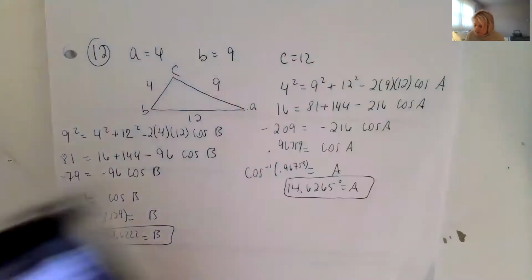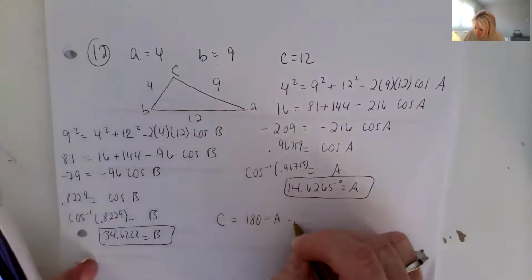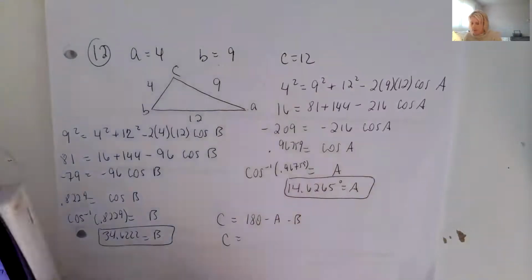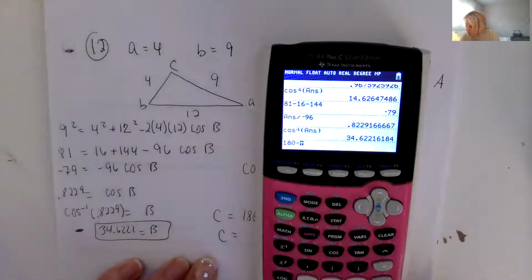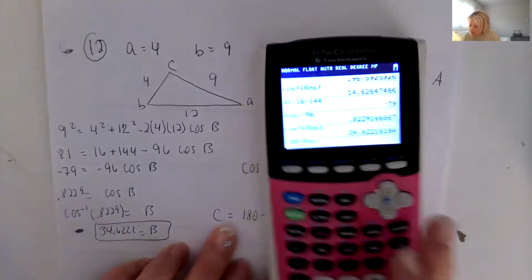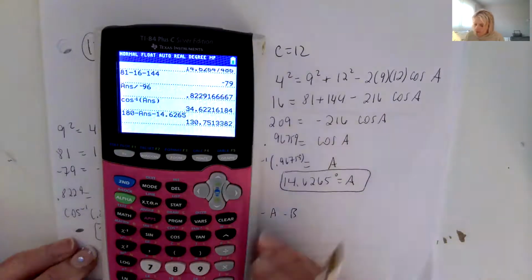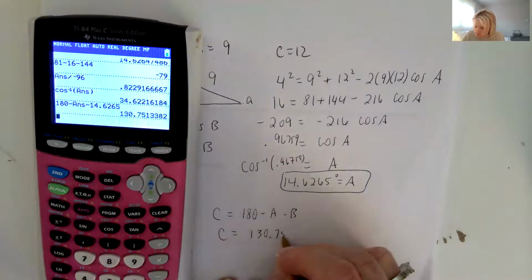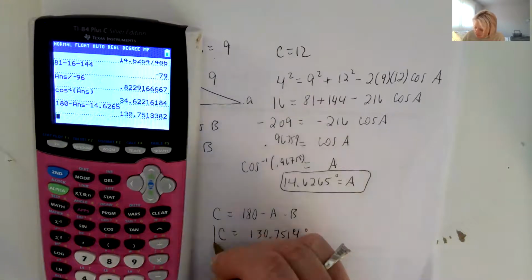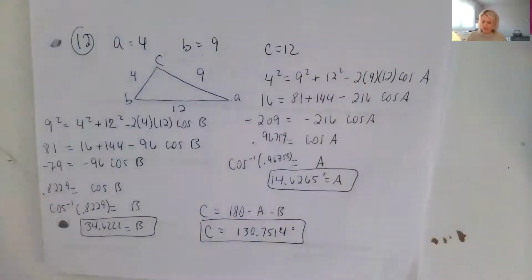So that means that C is equal to 180 minus A minus B. So 180 minus my answer there minus A, which was 14.6265. So I get C to be approximately 130.75 degrees. That's 12.